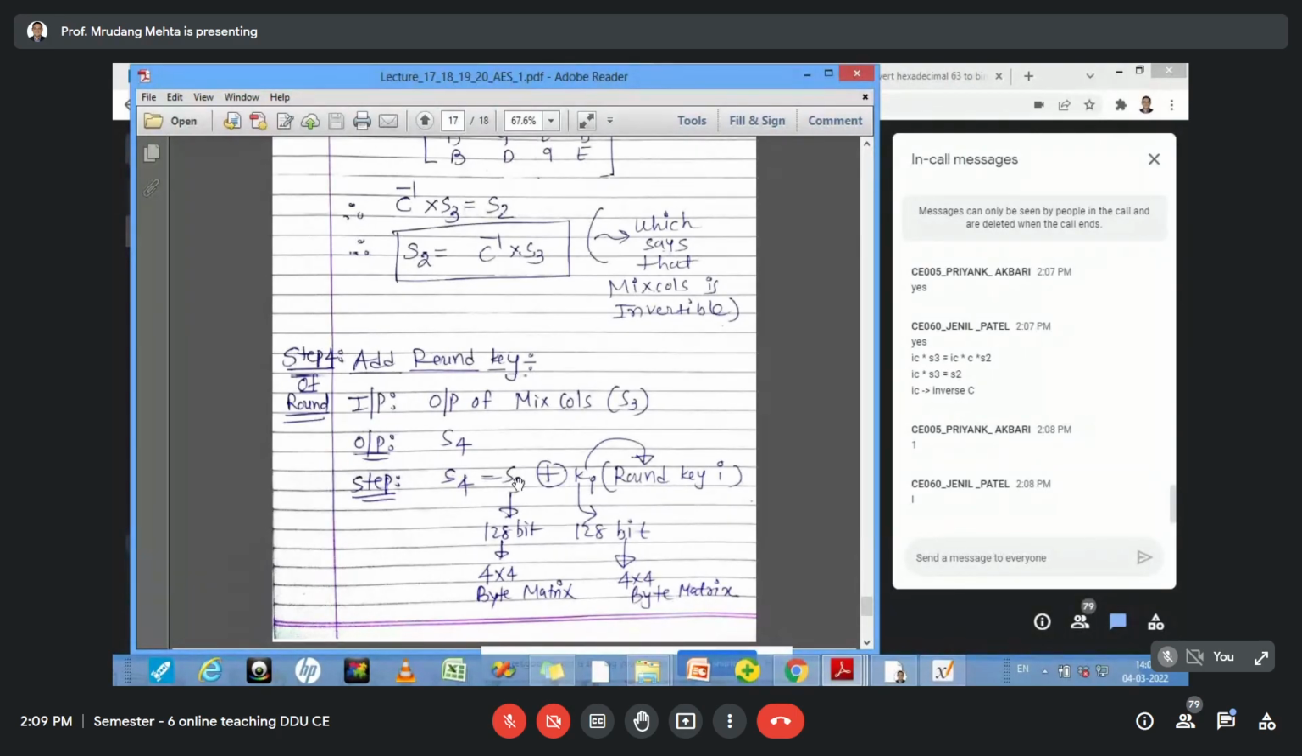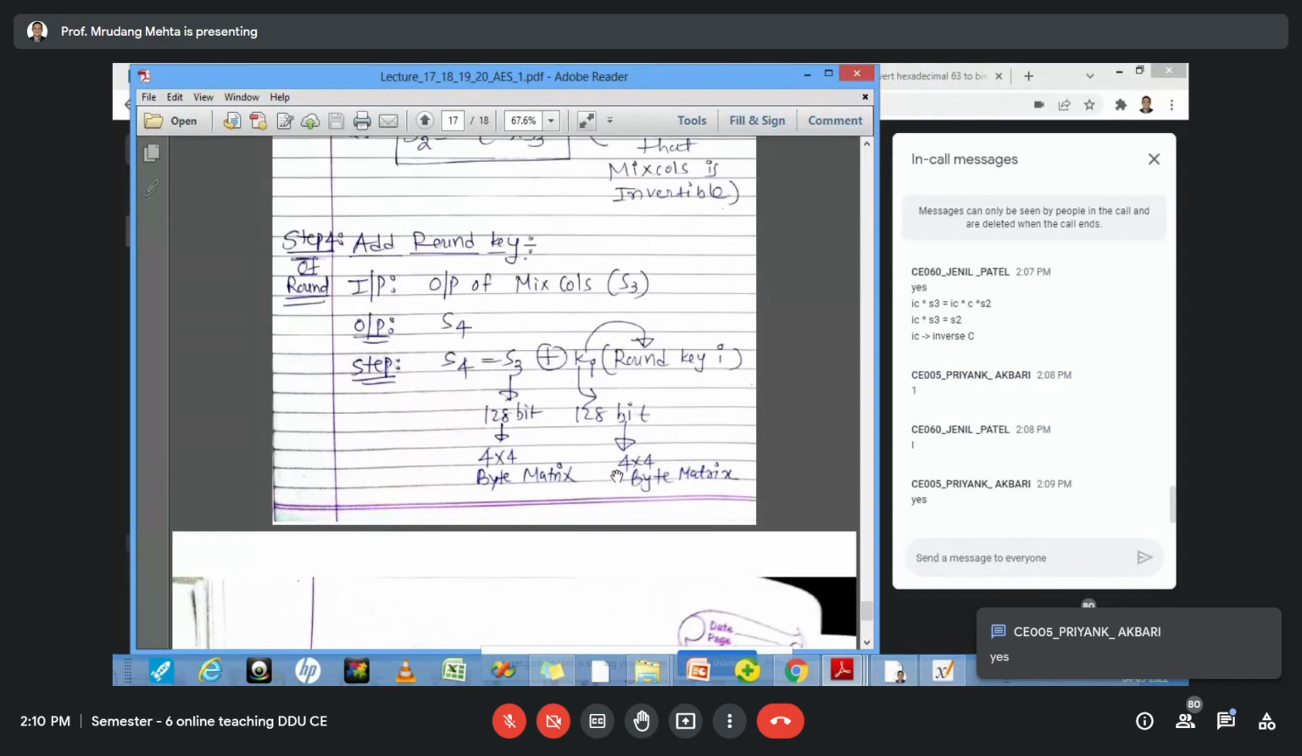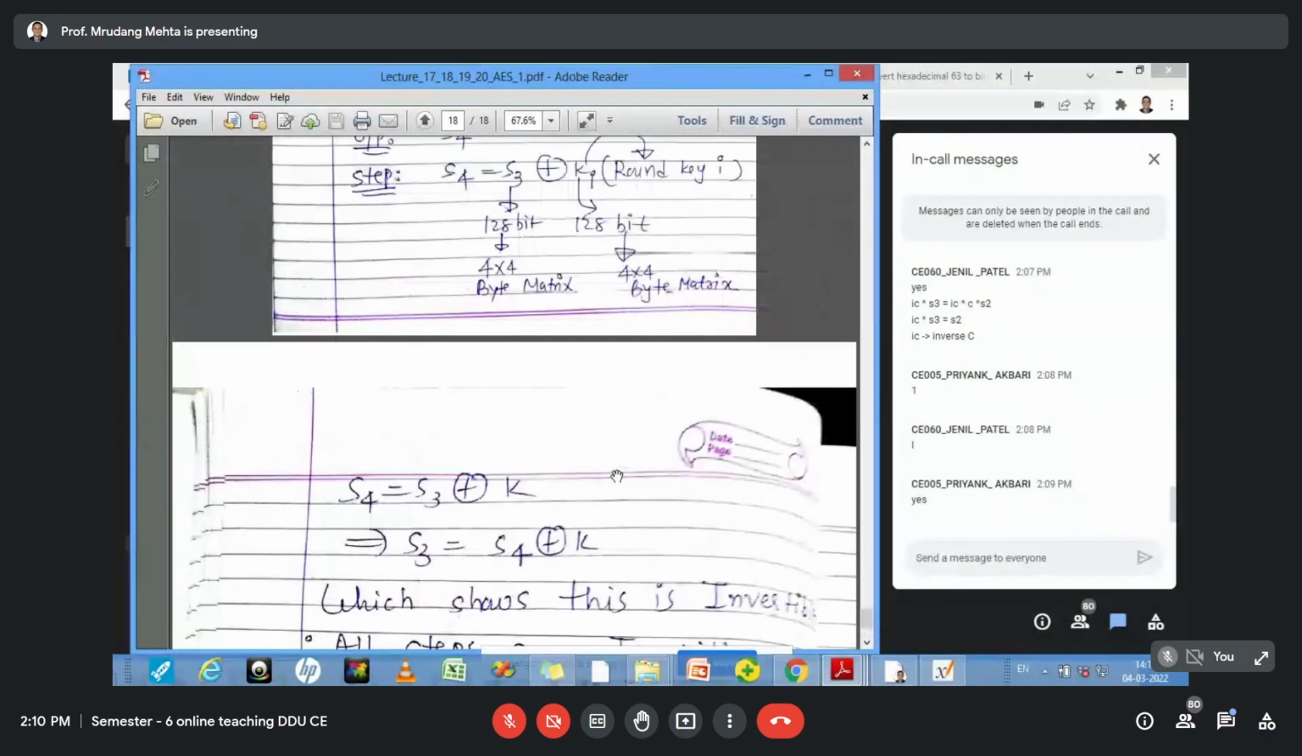Can anyone tell me why S3 is 128 bit? S3 is a 4 cross 4 block, that is 16 bytes, and 16 bytes is equivalent to 16 into 8 bits, that is 128. Clear, all of you? So now S4 equals S3 XOR Ki, which is a round key. That is the fourth step.